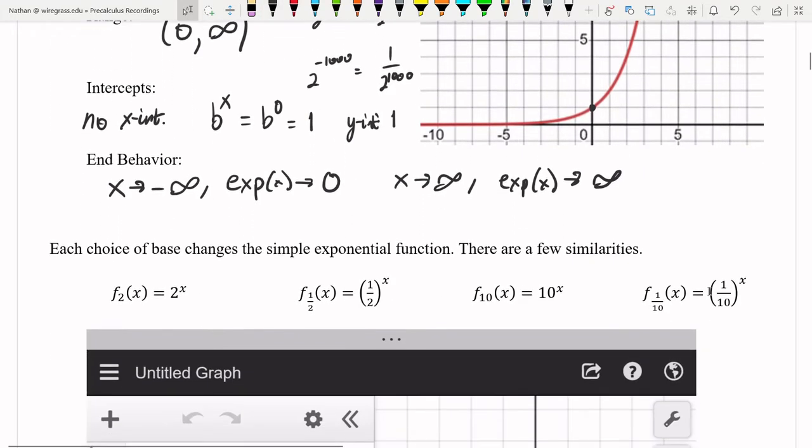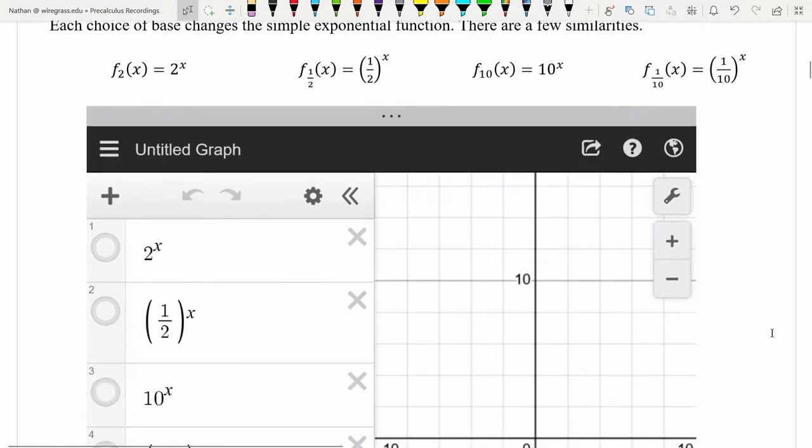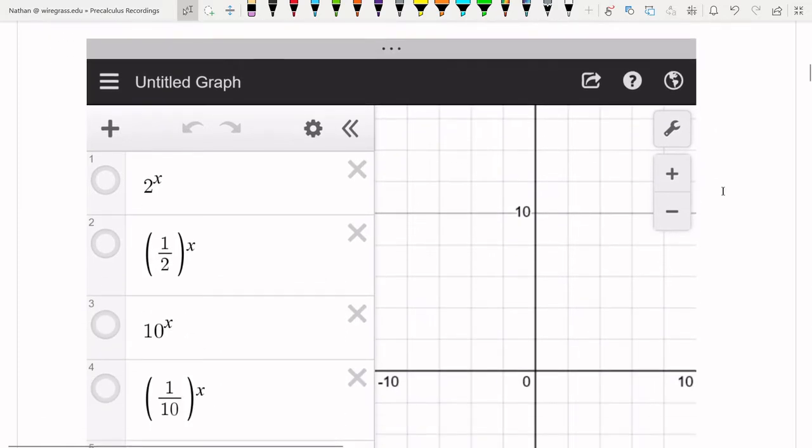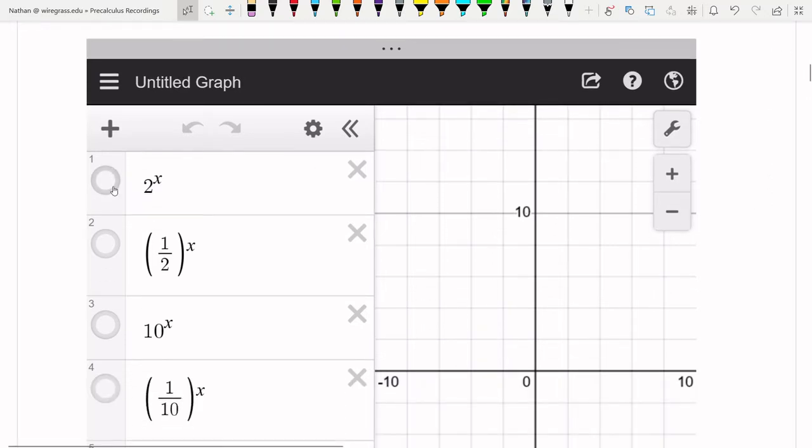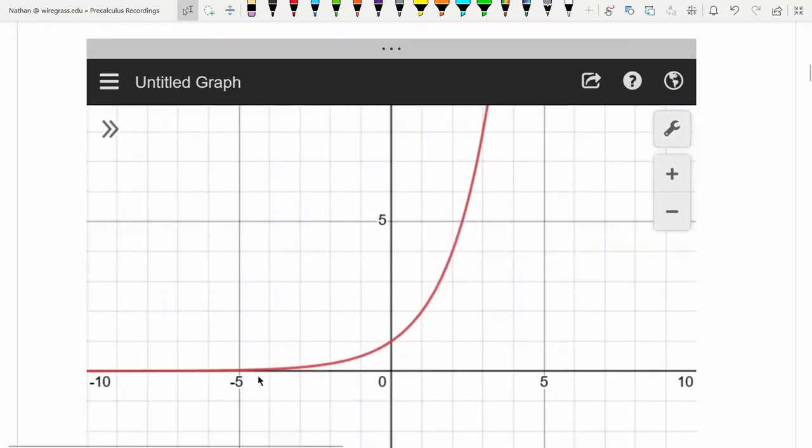Each choice of base changes how the function looks. But there's lots of similarities between them. So we're going to be looking at these four different bases: 2 to the power of x, 1/2 to the power of x, 10 to the power of x, and then 1/10. So 2 to the power of x, this we've already seen. It's the basic exponential function like that.